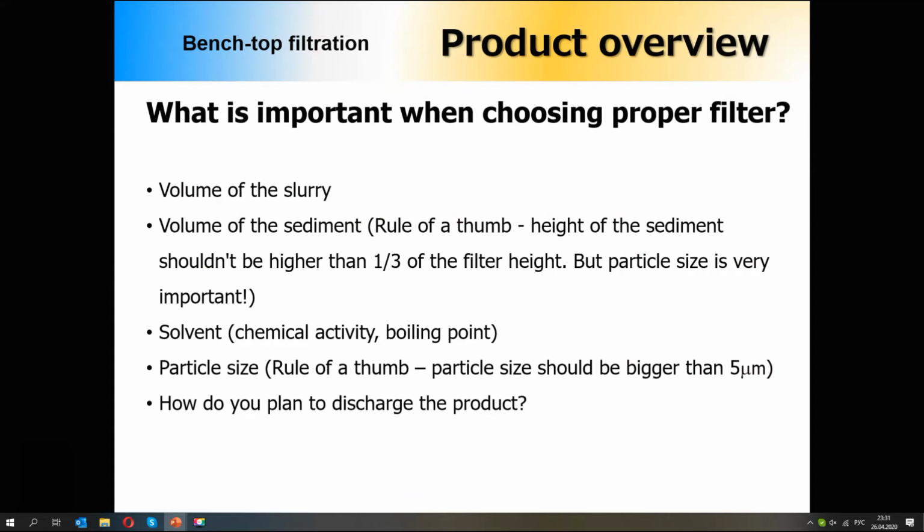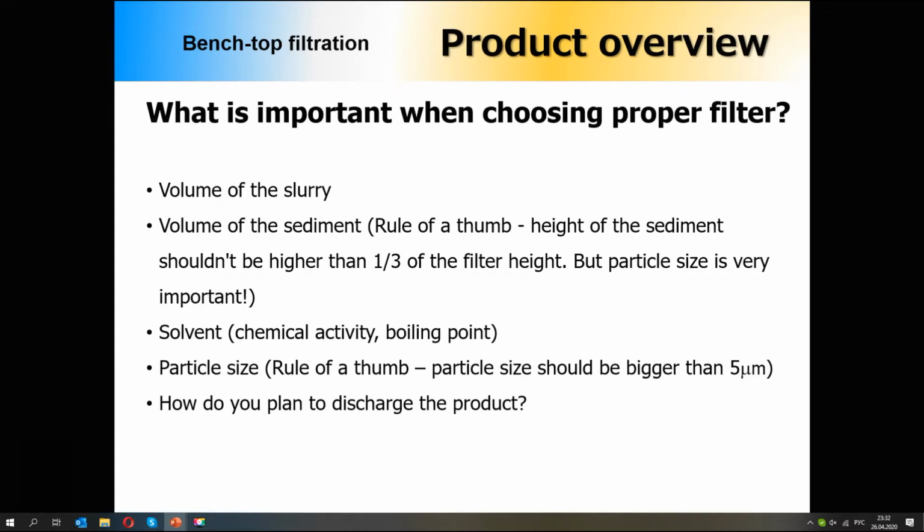So what is important when we're choosing a proper filter? Well, you need to answer some questions when you are choosing the type of equipment you are going to use. First of all, we need to know the volume of the slurry. This is very important because according to the volume of the slurry, you will choose a proper filter. You will also need to know the volume of the sediment, and this is very important.